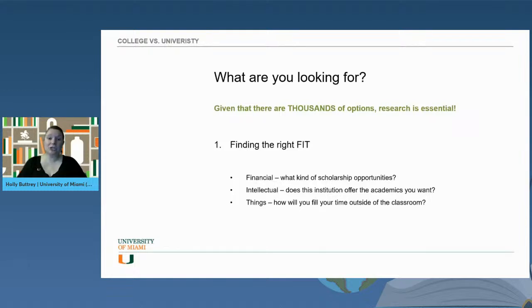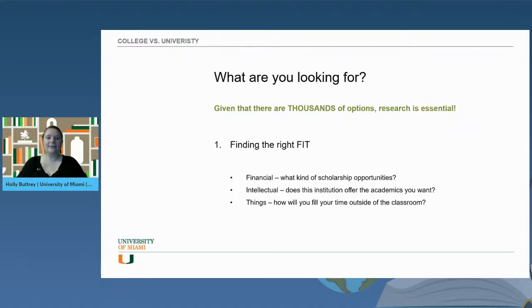Thinking about intellectual fit. And this is similar to what Donna was saying. Not every institution offers the same set of courses. And so intellectually, does this institution offer you what you want and need? Are you going to go to a place where you get to explore for 2 years and then make a decision? Or do you already know and want to apply directly into a major?